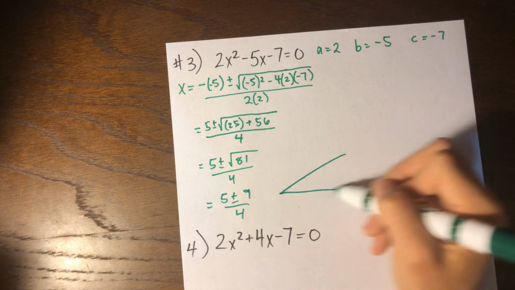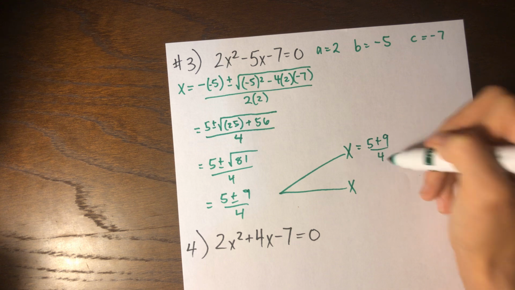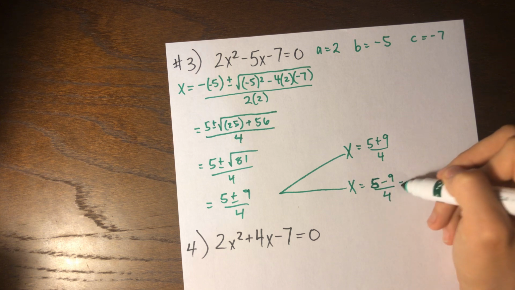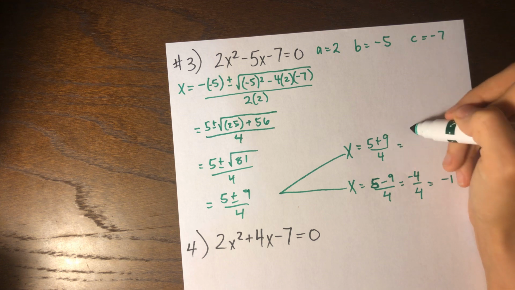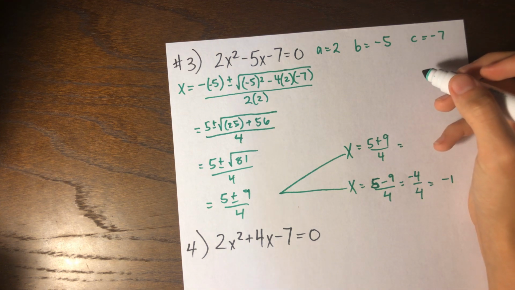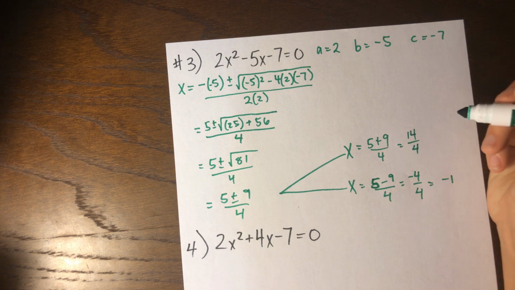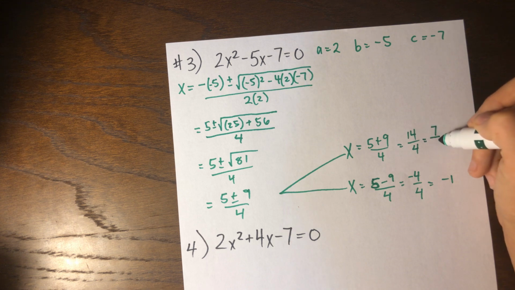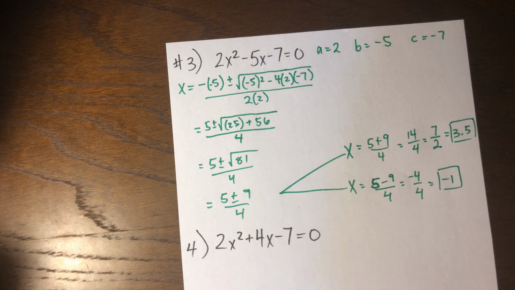Okay, so now we are separating this into 2. So x equals 5 plus 9 over 4, and x equals 5 minus 9 over 4, which is negative 4 over 4, negative 1. 5 plus 9, sorry, is 14 over 4, okay? So if I divide both sides by 2, I get 7 over 2, which is 3.5. 7 divided by 2 is 3.5. So these are my 2 answers.